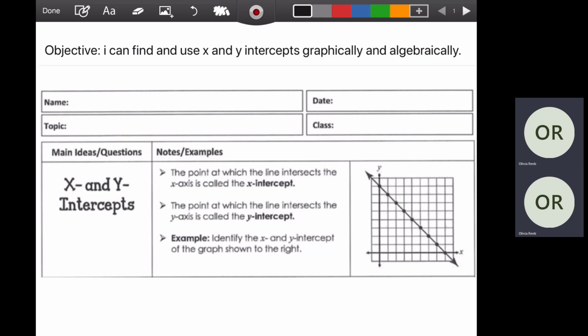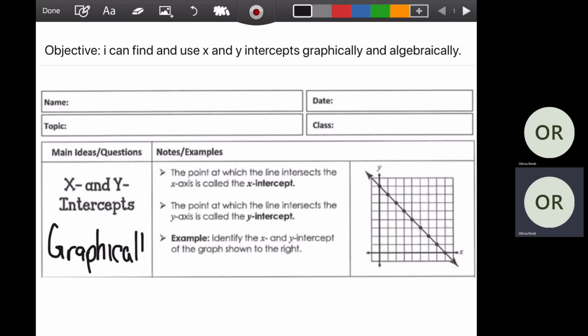All right, so we're going to start with graphically. See where it says x and y intercepts? You're going to write in the word graphically. That just means we're going to find them on a graph. So the point where a line intercepts the x-axis is the x-intercept. It's pretty self-explanatory. Where the line intercepts the y-axis is the y-intercept.